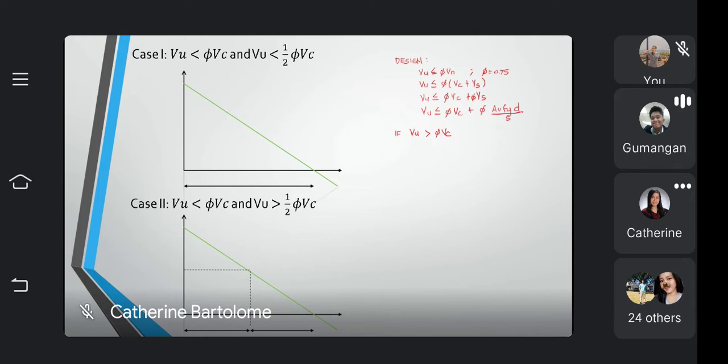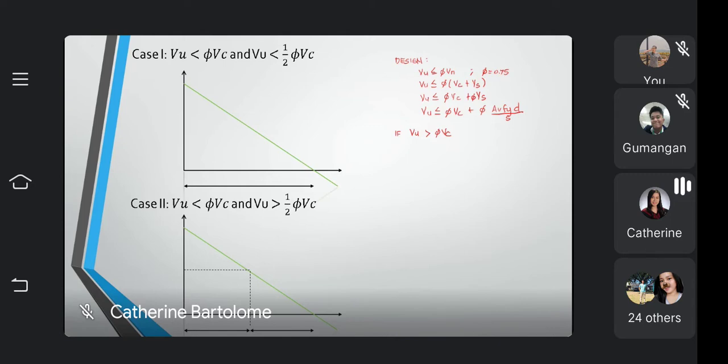Kasi mas mataas yung VU, ma'am. Ano ba yung VU natin? Ultimate shear, ma'am. Okay, so what is PC? Nominal shear strength of concrete. Okay, so it turns out that your ultimate shear is greater than the nominal shear strength of your concrete.